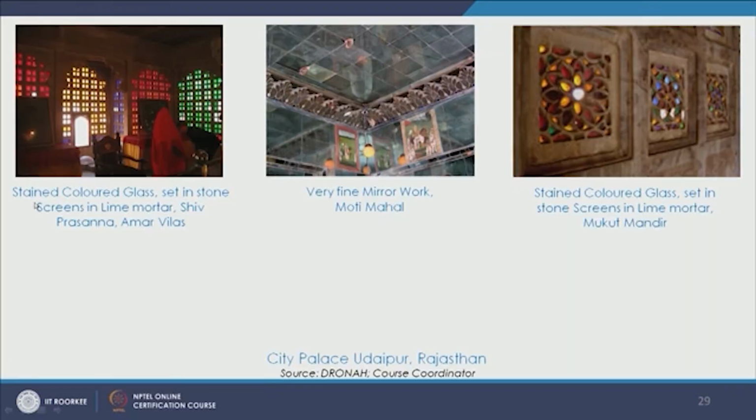Here we see the stained colored glass which is set in stone screens in lime mortar. And this is Amar Vilas, one picture from there. Here this is Moti Mahal, and we see very fine mirror work, like we were discussing the different kinds of mirrors, also thick and thin. This is slightly finer compared to the other places that we saw. This is stained colored glass, again set in stone screens in lime mortar, and this is Mukut Mandir, another place within the palace.